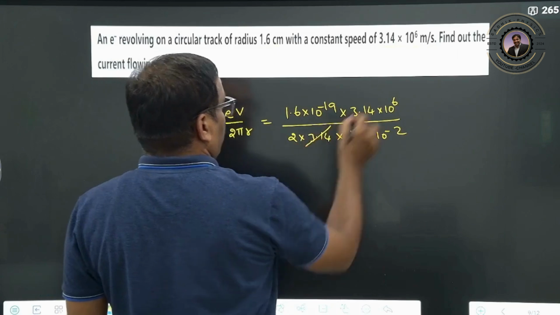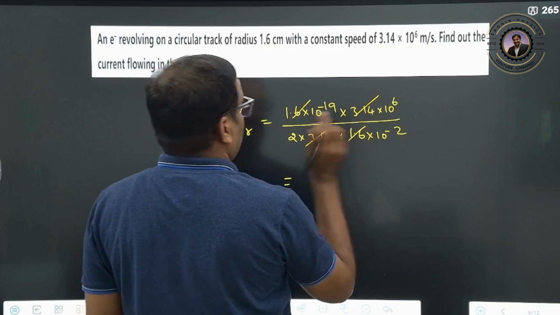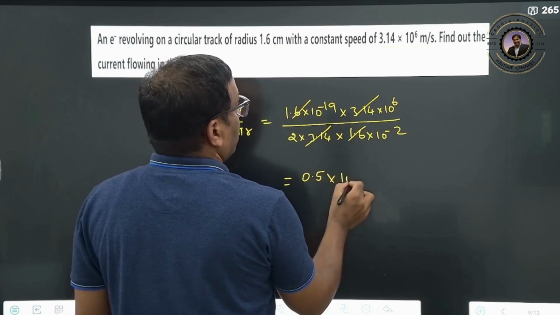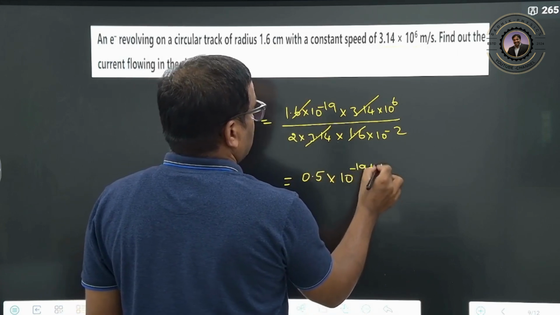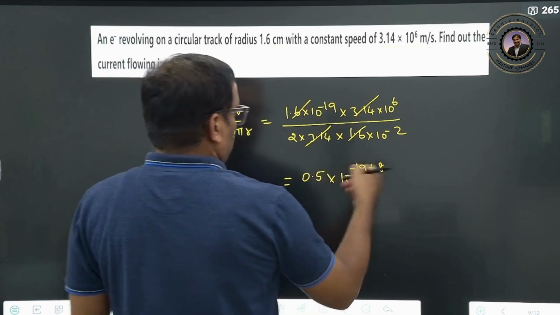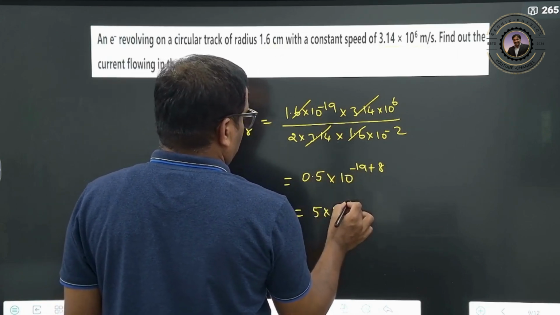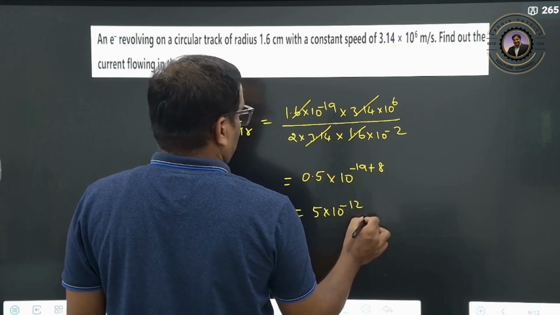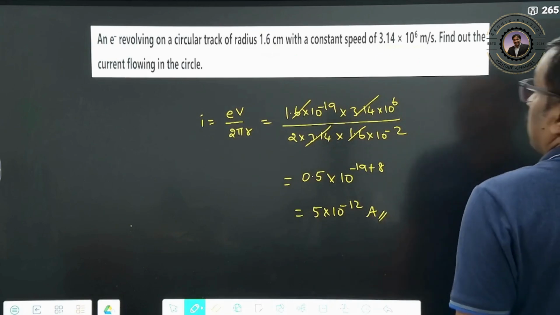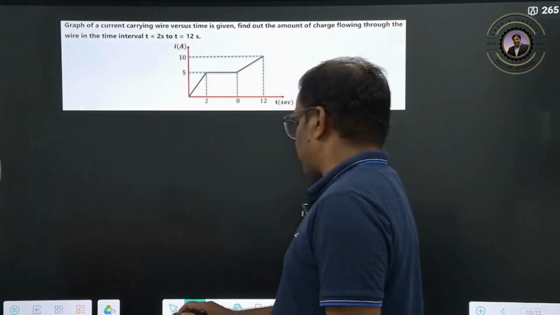So 3.14 and 1.6 get cancelled out. Taking this here, 1 by 2 means 0.5 into 10 to the power of minus 19 plus 8, so minus 11. Therefore 5 into 10 to the power of minus 12 ampere. Clear? So this is your current which is flowing. Now we will go for another question.